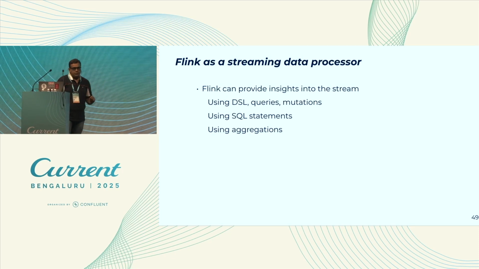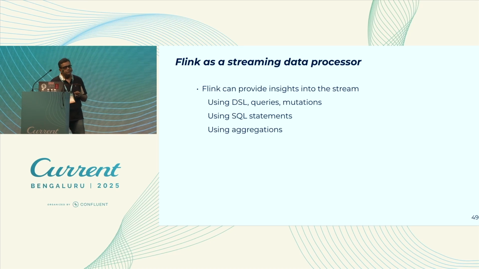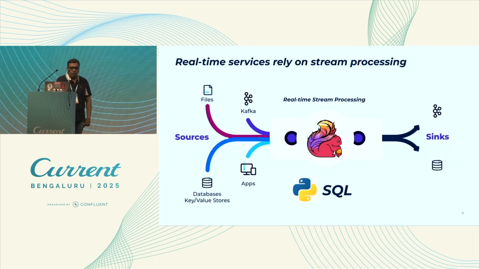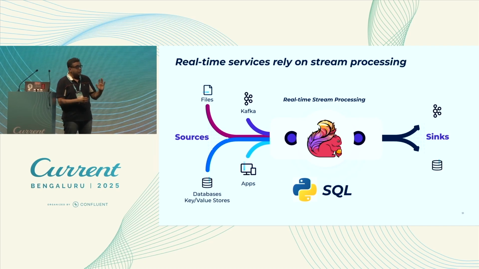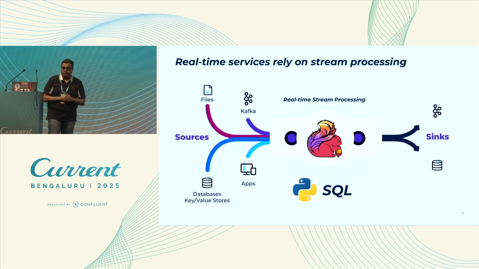So Flink comes in as a streaming data processor because it has sophisticated DSL capabilities. You can use Python, you can use Java, although I focus on Python. You could write ANSI SQL 2016 compliant SQL, which would help you derive these insights. And you could have aggregations as well, pretty sophisticated ones. So today I'm going to talk about how real-time services are built using stream processing, and my weapon of choice is Python and SQL: PyFlink and Flink SQL.